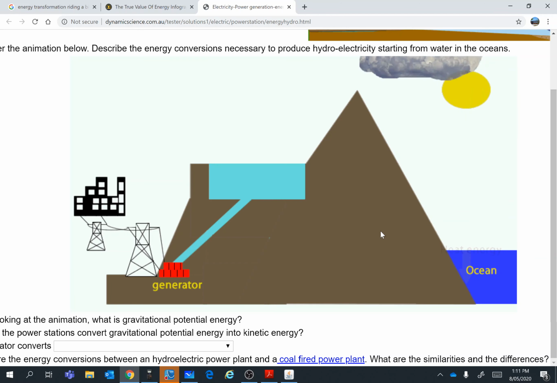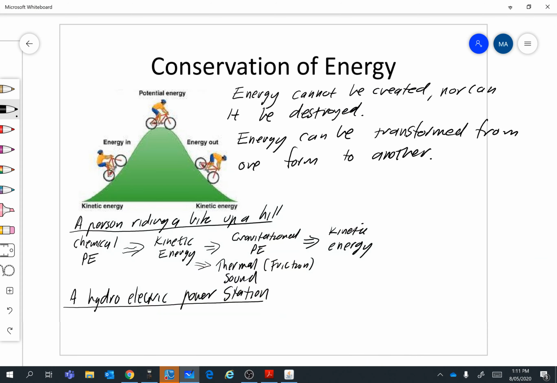Now you'll study the phenomena behind that when you do physics, or if and when you do physics in Year 12. There's a very good reason why spinning a turbine will create electrical energy, but we don't need to consider that for our course. Okay, so let's detail these changes. We have gravitational potential energy. That gets converted into kinetic energy. And finally, electrical energy.